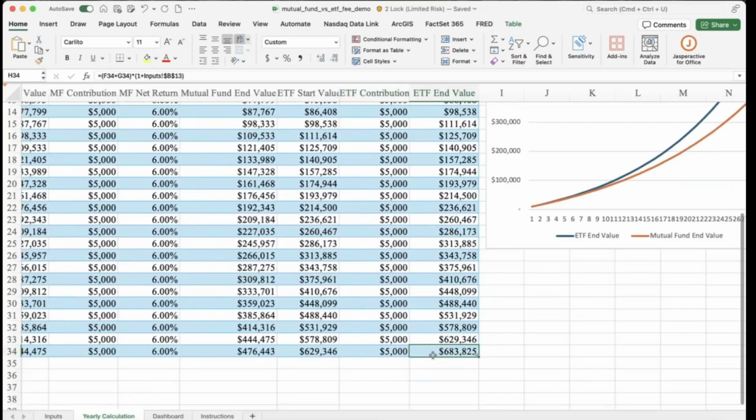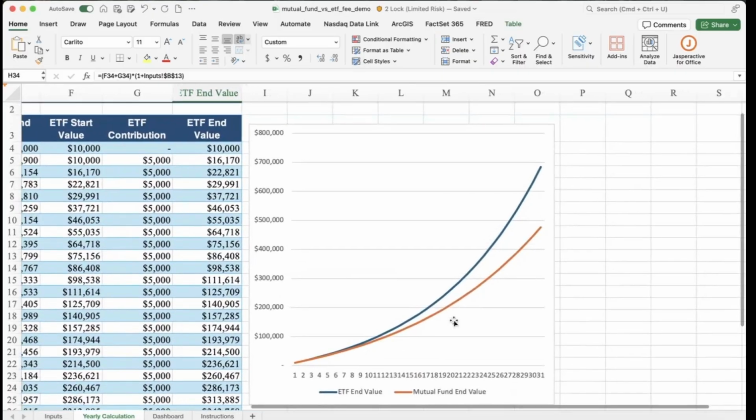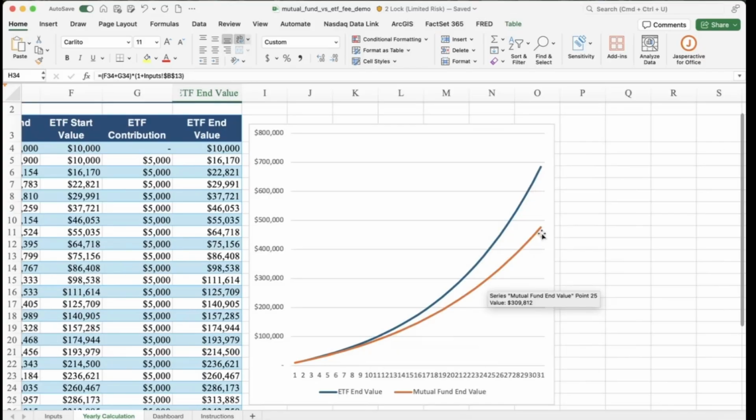If I plot this, it shows that when you have a smaller amount and a shorter time period, there is not much of a difference. You can see both lines: the blue line is the ETF and the orange line is the mutual fund. But for a longer time period, say after 10 years, the difference gets bigger and bigger. At 30 years, you can see the difference is much bigger. Why? That 2% of management fees.